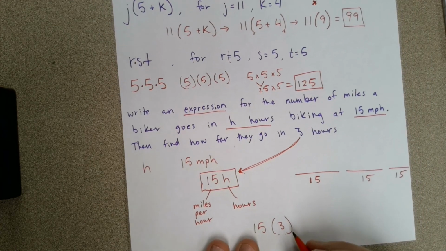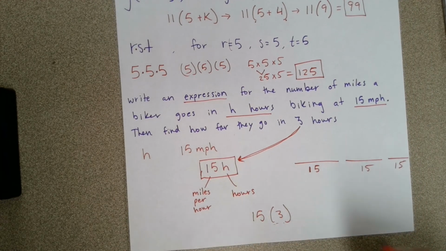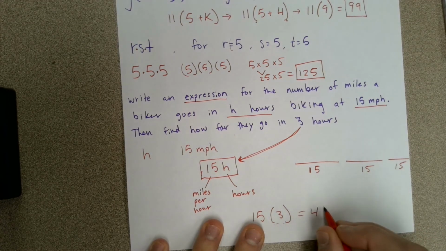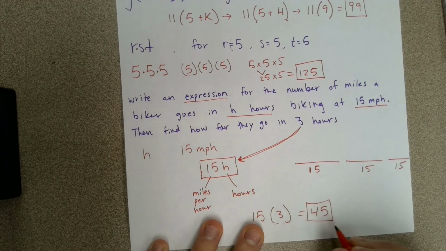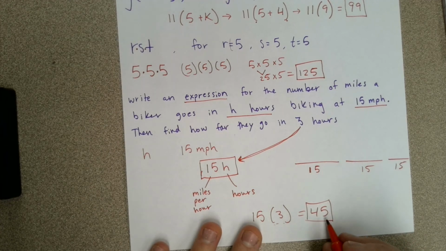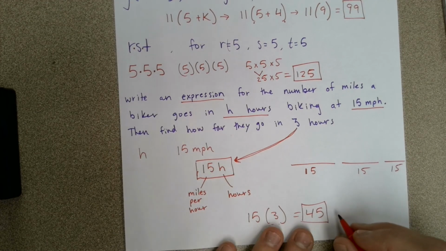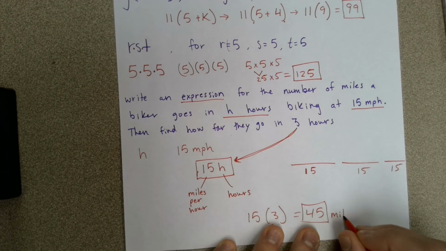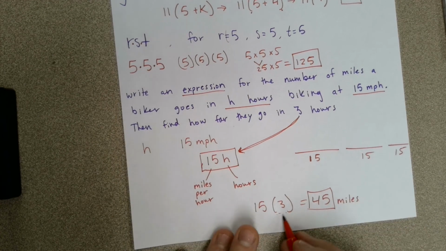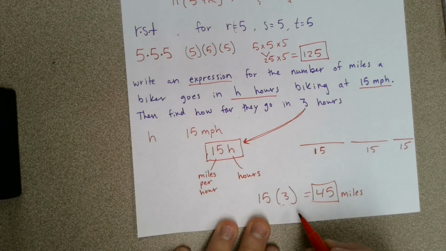Exponents, we got none. Multiplication, 15 times 3. 15 times 2 is 30. Times 15, or add 15 more of that, equals 45. Not quite done yet, though. 45 what? 45 miles. So we figured out in 3 hours, we plugged in 3 for H, 45 miles.